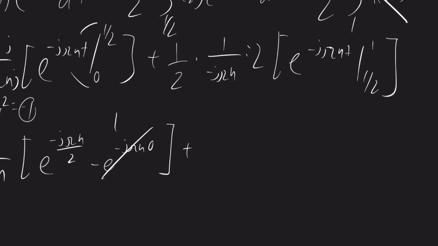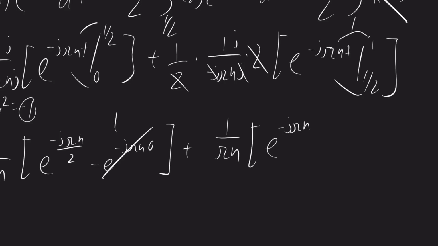And for this next term, this 2 will cancel with that 2. Again, I'll multiply the top and the bottom by j. So the bottom negative sign will also go away. It'll be 1 over pi n, and we'll also plug into this exponential. It'll be times e to the negative j pi n minus e to the negative j pi n over 2.